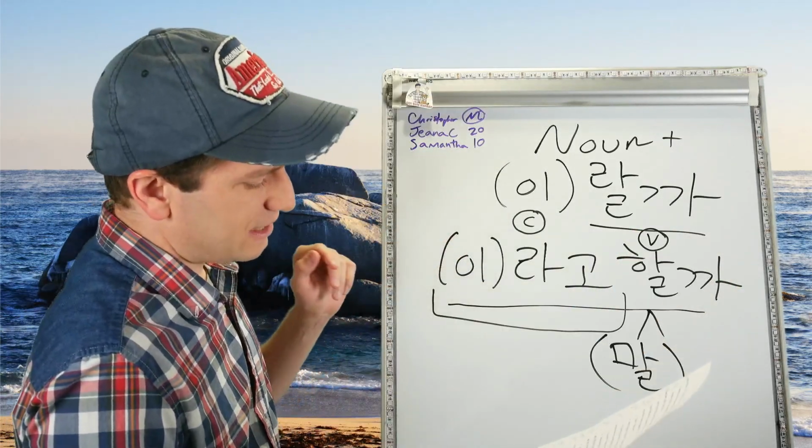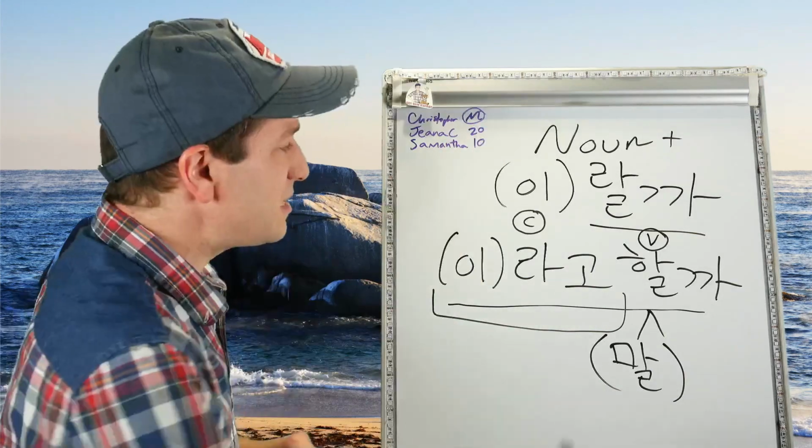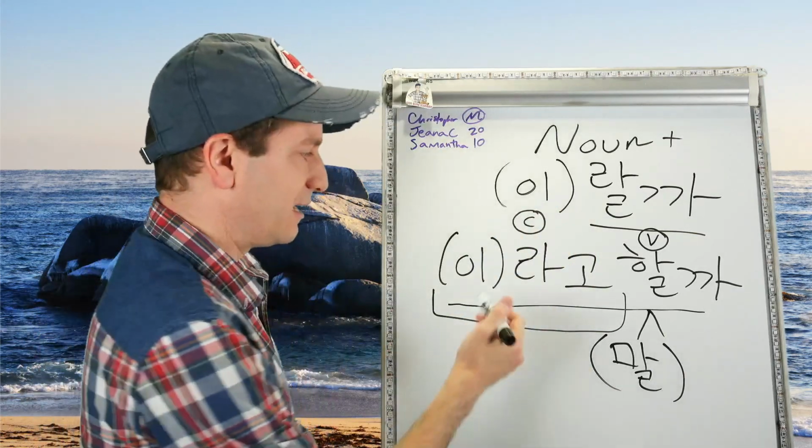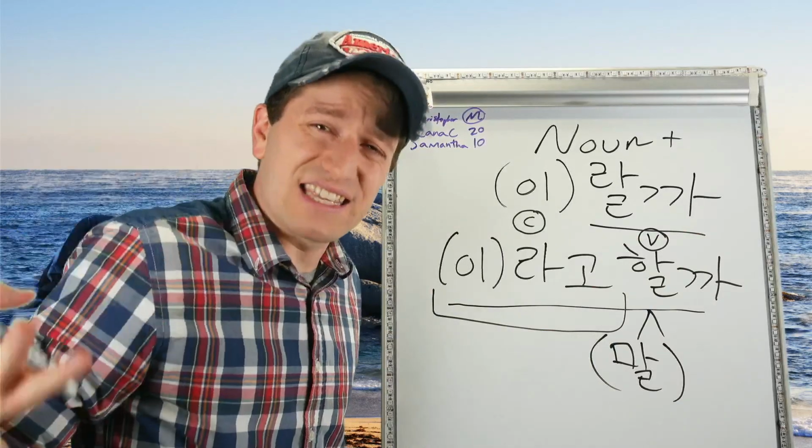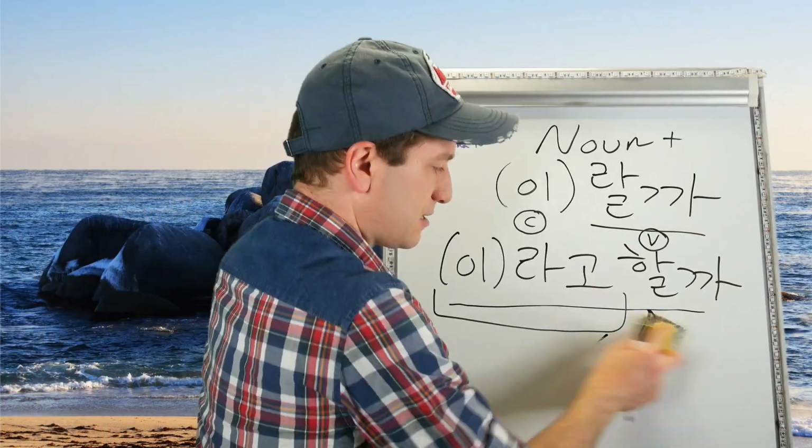Literally then, this form means should I say? And this comes from the verb 이다 again. So you're saying, should I say it is this noun? So let me give you an example sentence.